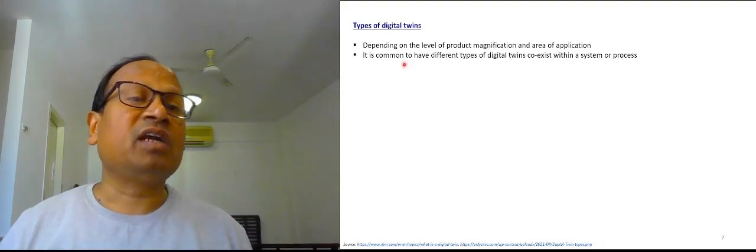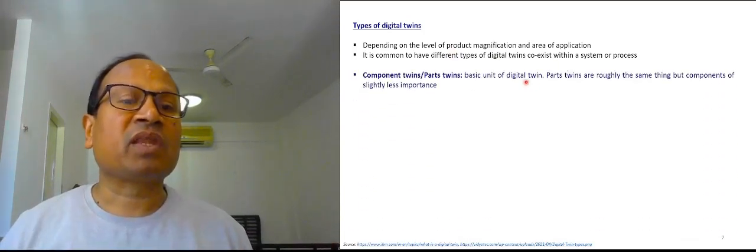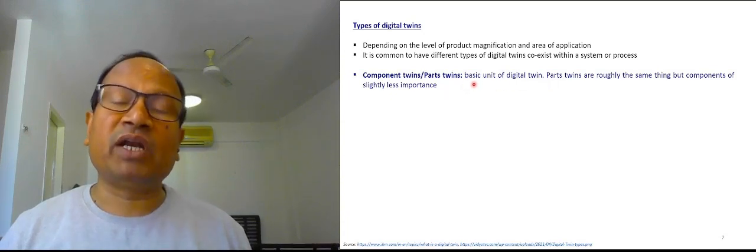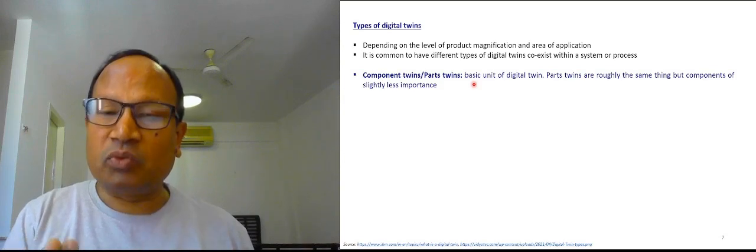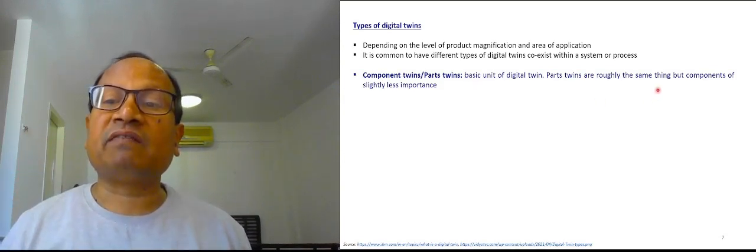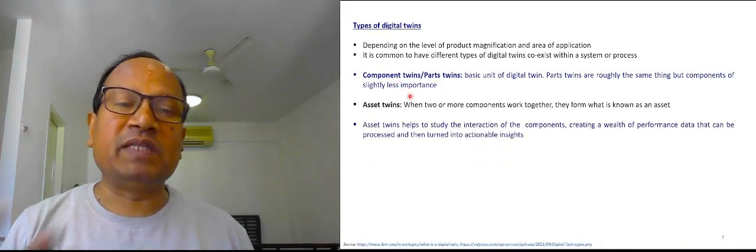So what are the different types of digital twins? The types depend on the level of product magnification and the area of application where we actually want to apply. It's common to have different types of twins that can coexist within the system or the process. Component twins, part twins. The basic unit of digital twin is the component twin. We can create a twin for a single component of a system. Part twins are roughly the same thing, but for components of slightly less importance. Definitely it won't be the same.